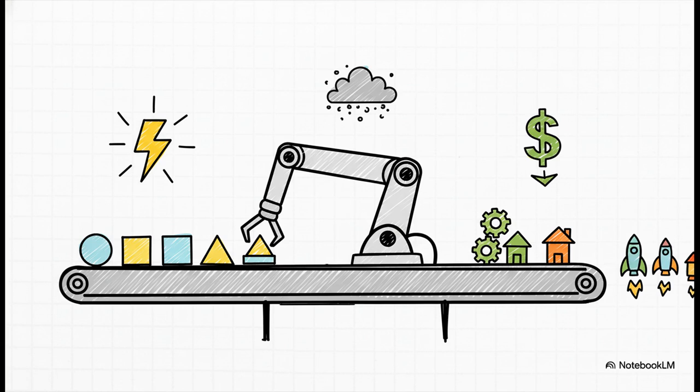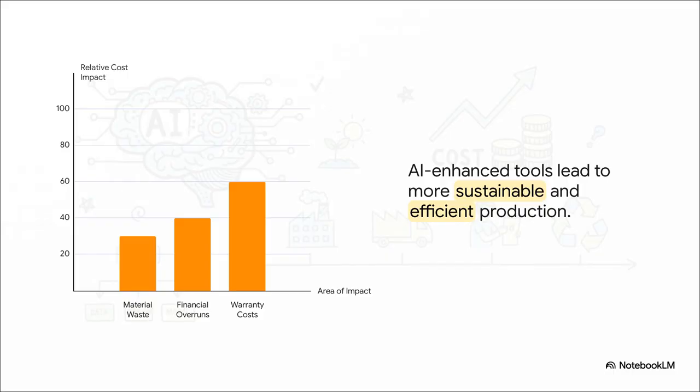And for our last example, let's head to the manufacturing floor, a place where efficiency is absolutely everything. And this chart, wow, it really tells the story. See, AI-enhanced tools let manufacturers analyze pretty much everything, from their energy use to their carbon emissions. And what happens? You see a huge reduction in material waste and financial overruns. You get much smarter predictions for warranty costs. It all leads to more sustainable and way more efficient production, right across the board.